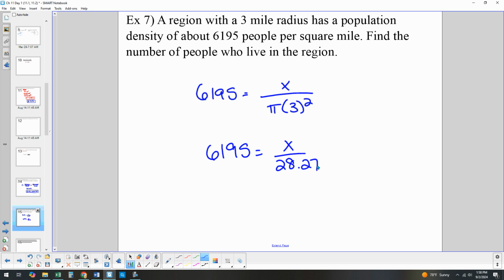So when I multiply that by 6195, again, this is people, so we're going to round it. They had 175,159.49. You can round up or down. Either will be fine. So I'm going to round up to the nearest person, 175,160 people.